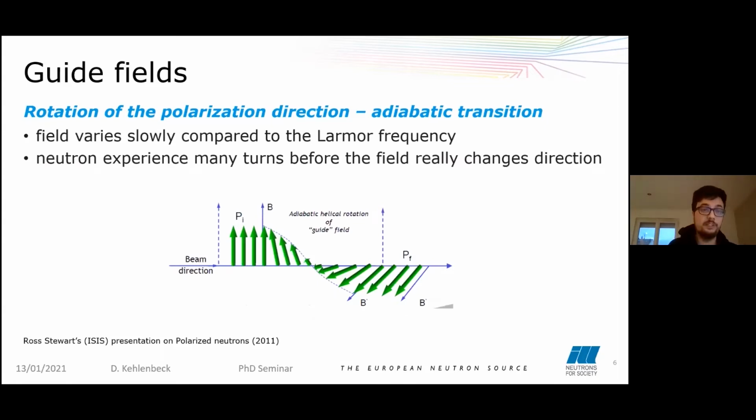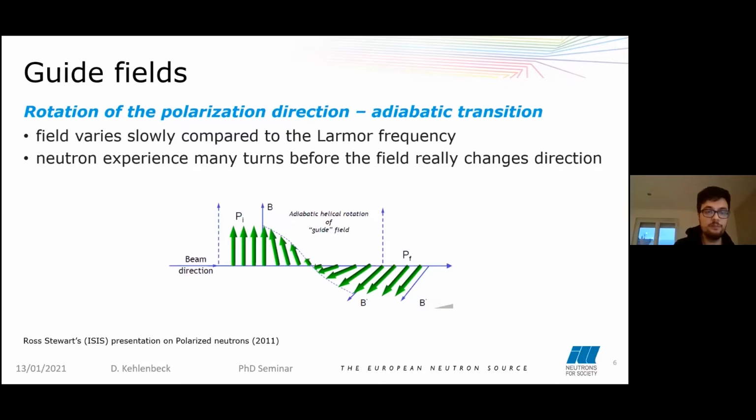In an adiabatic transition, the field varies slowly compared to the Larmor frequency, so that the neutrons do not really feel this change and gently follow the field during the reversible rotation. The neutrons experience many turns before the field really changes direction. As a small reminder, an adiabatic process is a process in which a system is always infinitesimally close to equilibrium. Here, the field is changed in such a way that the potential energy of the neutrons is close to its initial value and returns to this value at the end of the process. So the field changes must take place over a time interval that is long compared to the Larmor period.